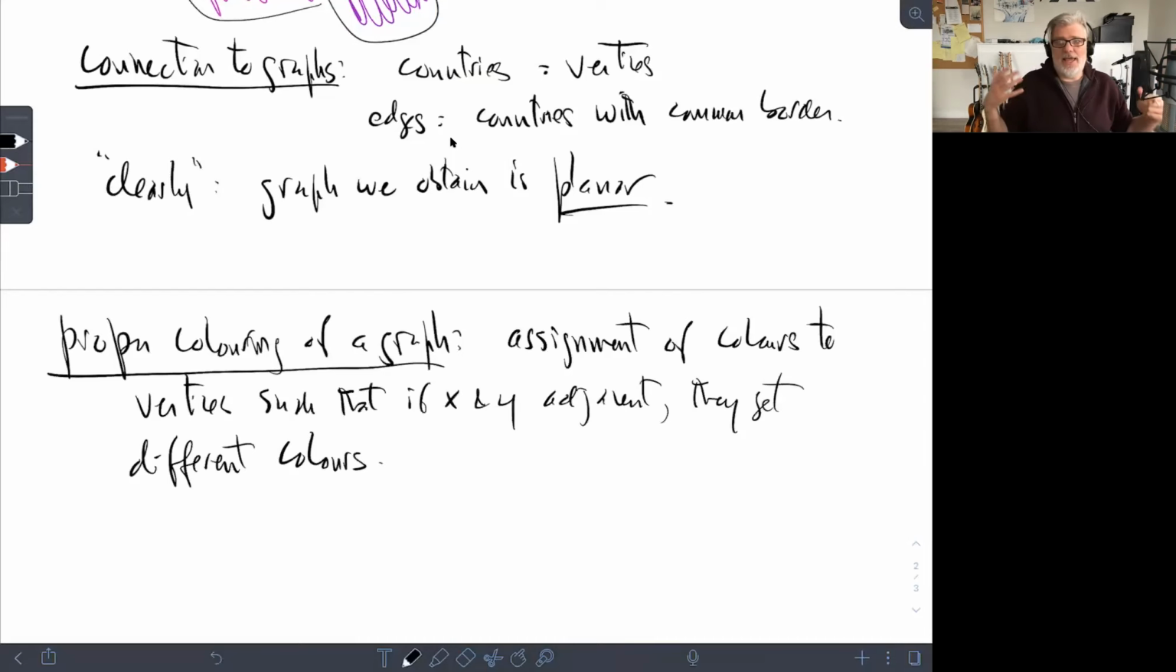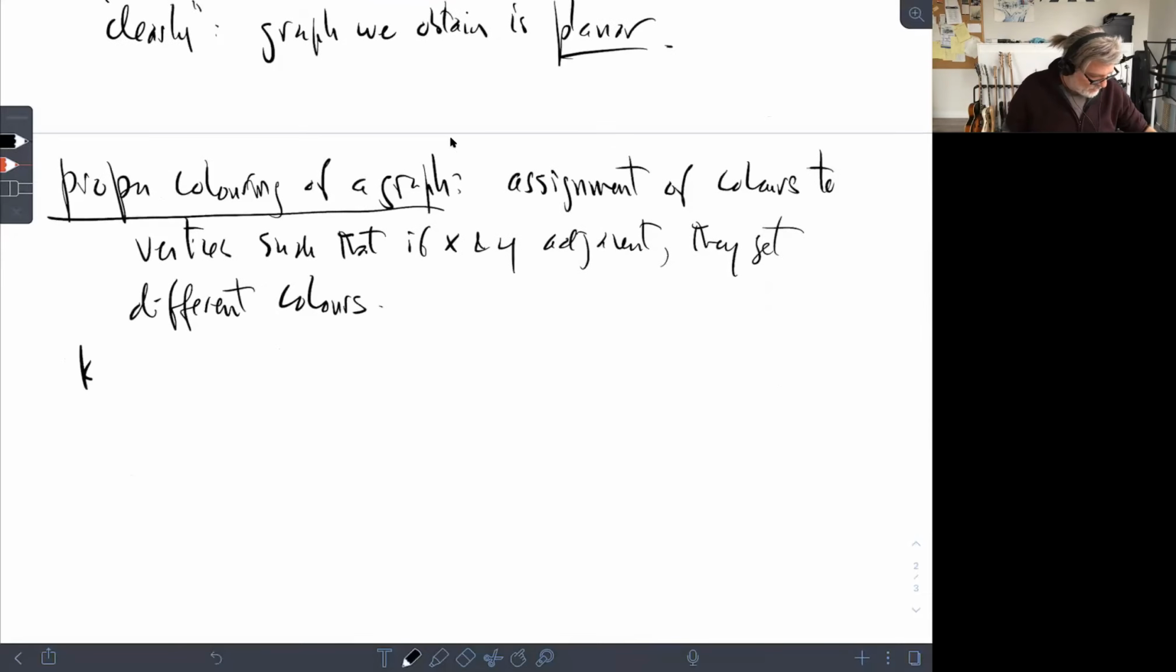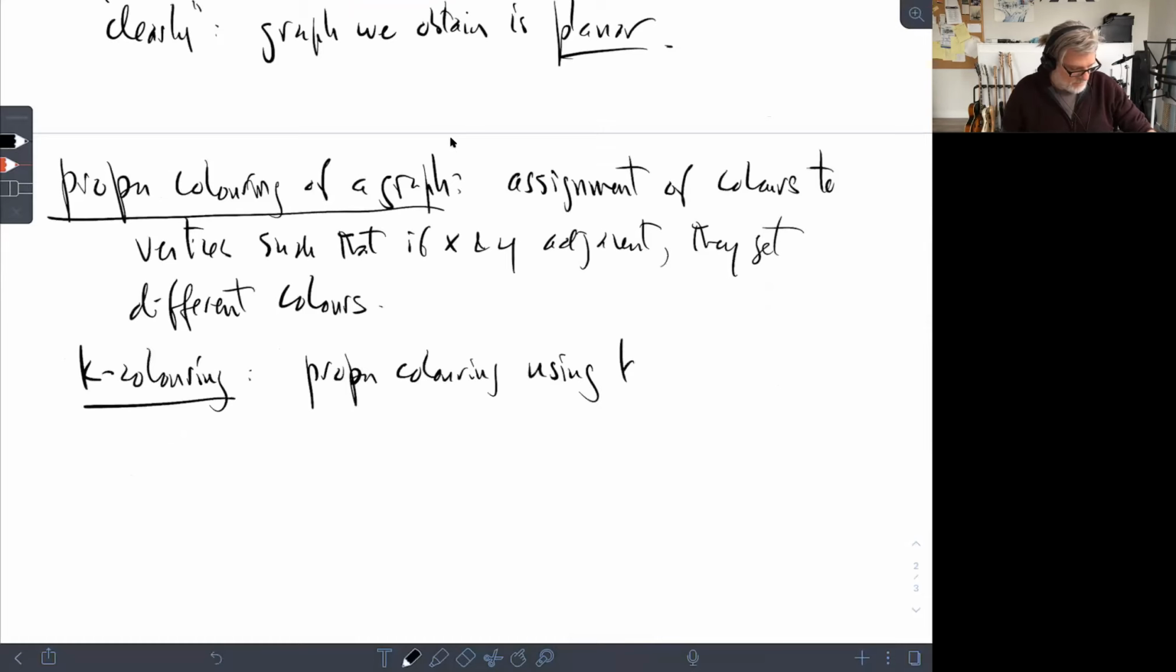So what I'll call a K coloring is a coloring using K colors. Obviously, you can always use a large number of colors, you can always do it. But if you reduce the number of colors, it might become impossible to do it, right? So a K coloring, proper coloring, but I'll drop the word proper. So proper coloring using K colors.